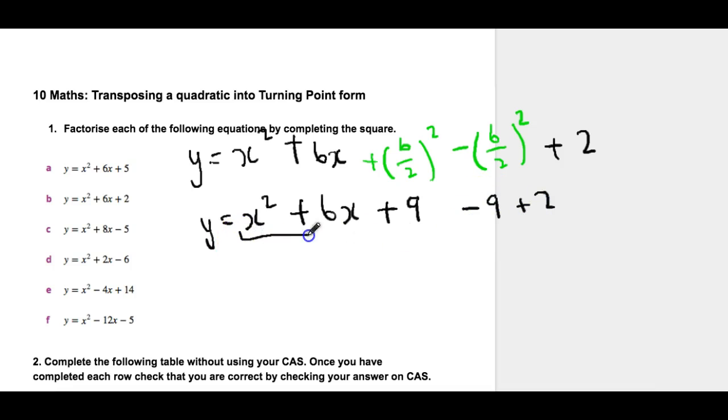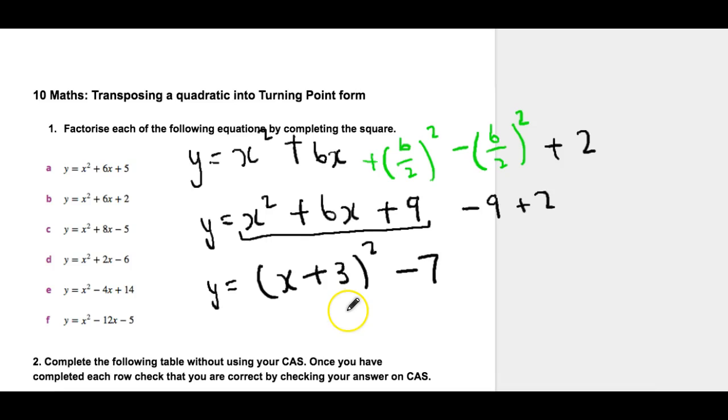So I'm just going to factorize this. Now it becomes a perfect square. It will always be a perfect square. That's the reason why it's called completing the square. So we got x plus 3 squared. Remember, this 3 comes from whatever you get in the bracket here. Minus 9 plus 2 gives you minus 7. So again, you can see what your turning point is.